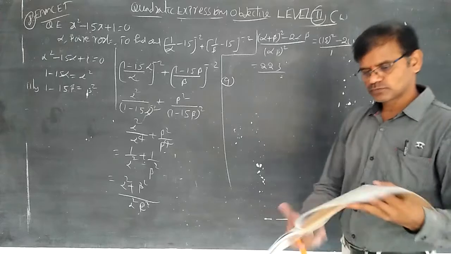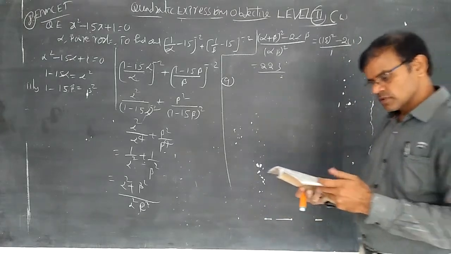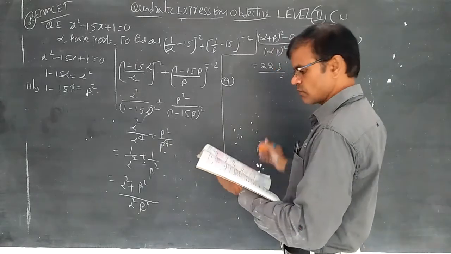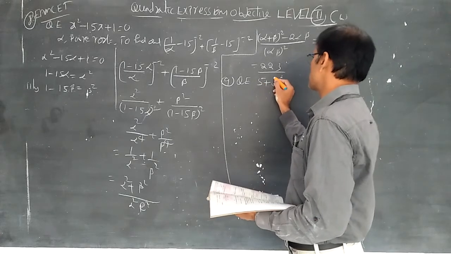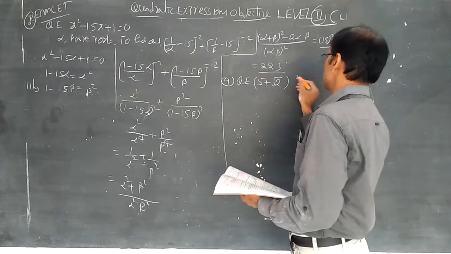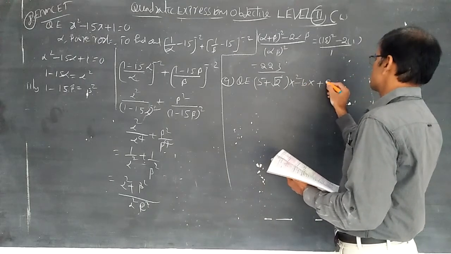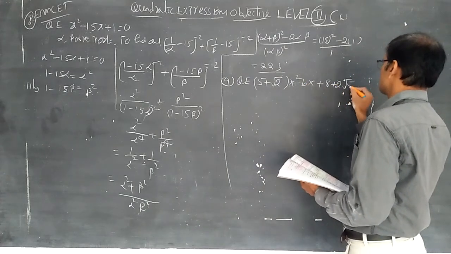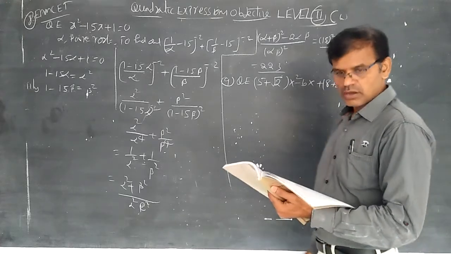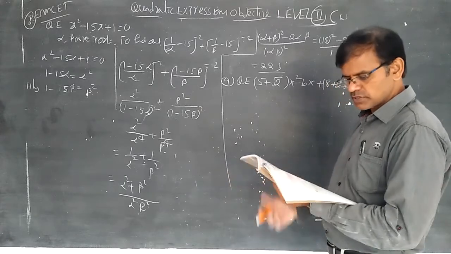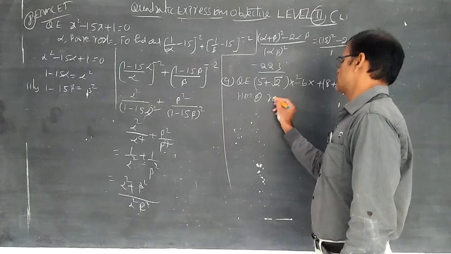Now, 9th question. The harmonic mean between the roots of the quadratic equation (5 plus root 2) x square minus bx plus 8 plus 2 root 5 is equal to 0. The harmonic mean of the roots of this quadratic equation is 4. Then what is the value of b?